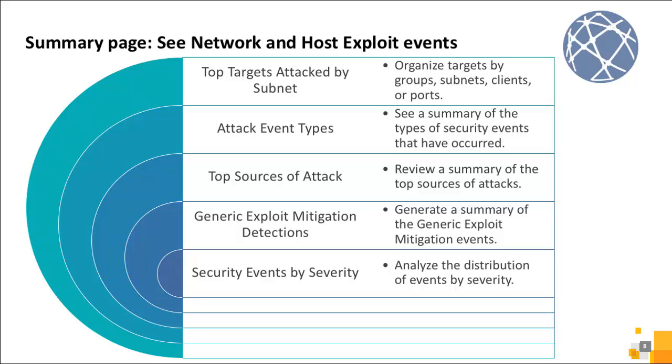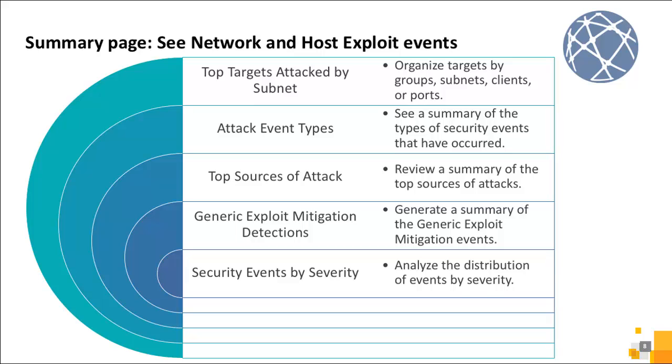Another way that an incident can be detected is by unusual traffic on the network, or if the threat is taking advantage of a known vulnerability. The Network and Host Exploit Summary page offers a series of different reports that you can use for detecting suspicious activity. Top Targets Attacked by Subnet allows you to organize by groups, subnets, clients, or ports. The report is helpful if you are looking for activity over a particular port or subnet.